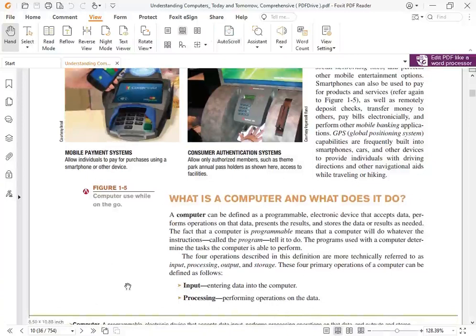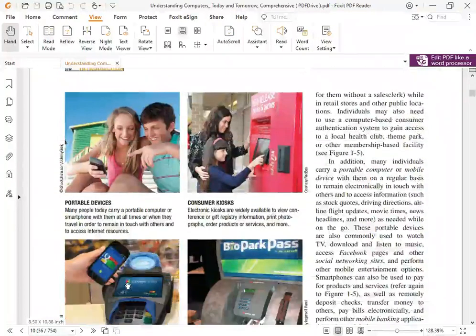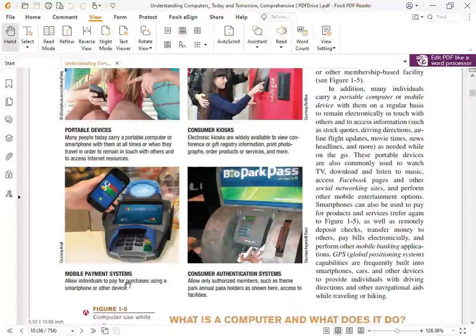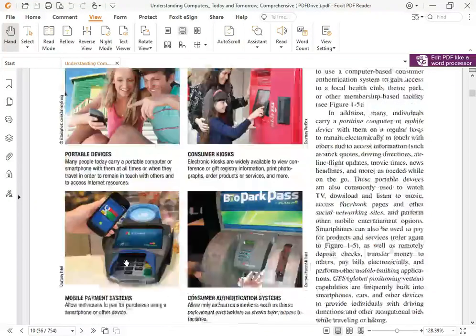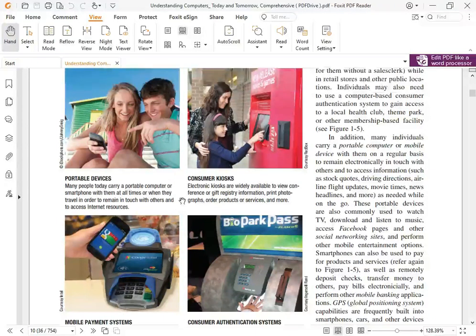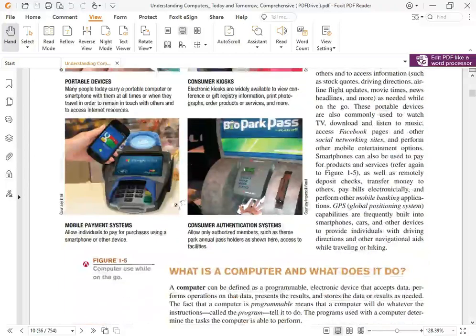operations on the data. Figure 1-5, computer use while on the go. Portable devices. Many people today carry a portable computer or smartphone with them at all times or when they travel in order to remain in touch with others and to access internet resources. Consumer kiosks. Electronic kiosks are widely available to view conference or gift registry information, print photographs, order products or services, and more. Mobile payment systems allow individuals to pay for purchases using a smartphone or other device. Consumer authentication systems allow only authorized members, such as theme park annual pass holders as shown here, access to facilities.